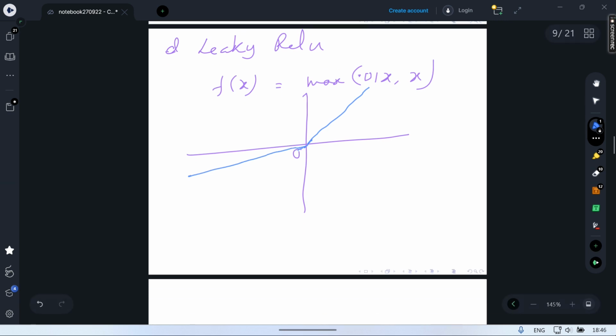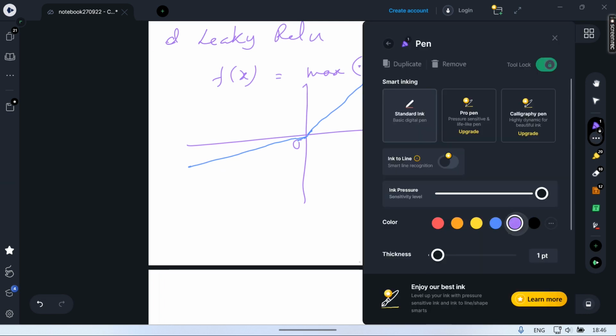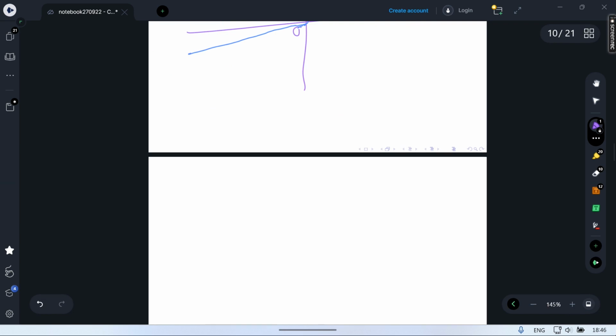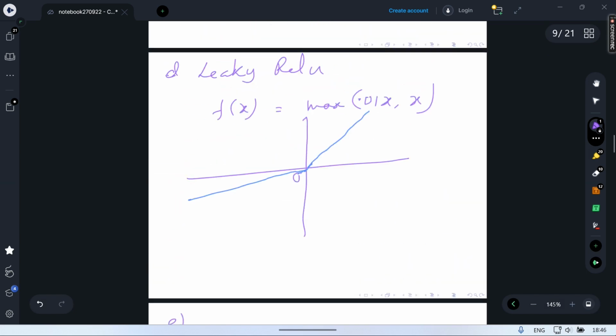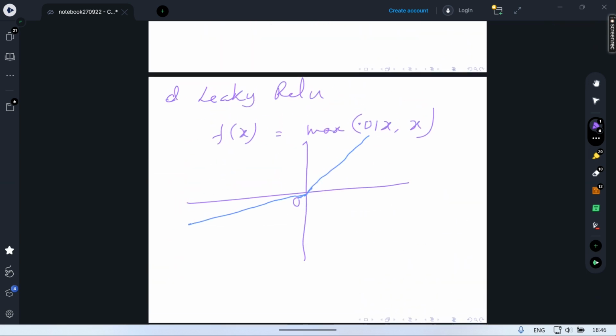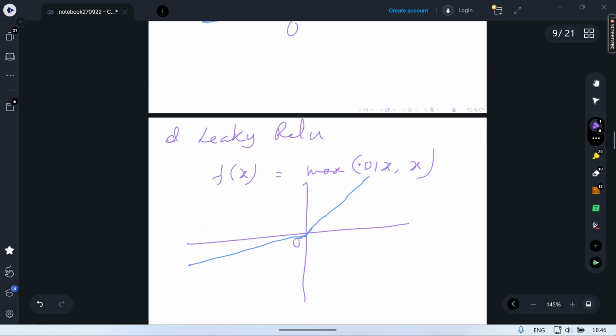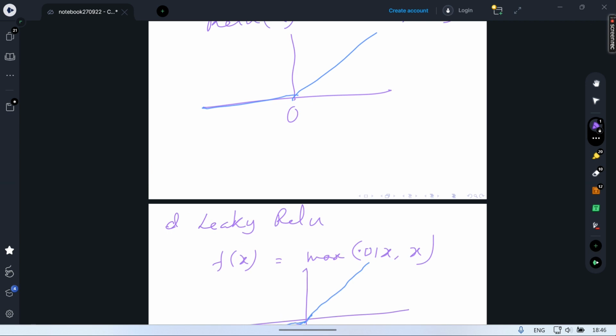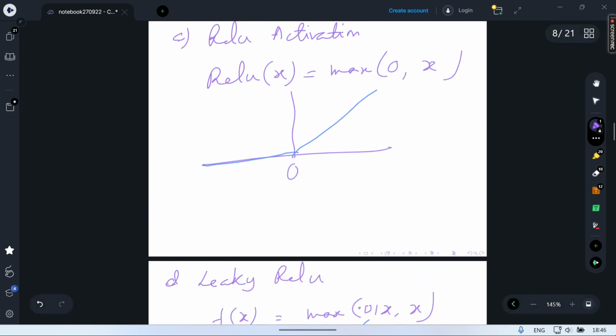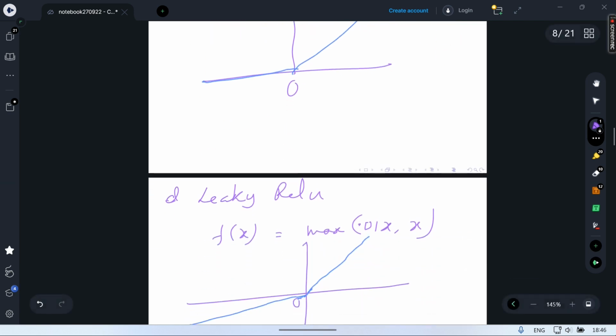There are other versions like ELU, or exponential linear unit. What about the implementation of leaky ReLU? It's also very easy to implement. Compared to ReLU, the implementation cost is almost the same for both, because it's nothing but a max operation. You have to perform just a max operation. So implementation-cost wise, it's almost equivalent.